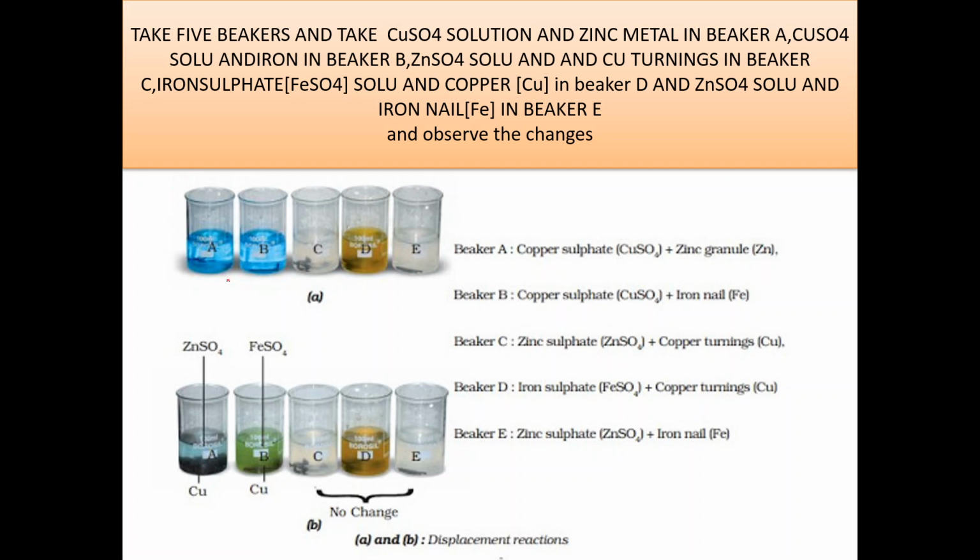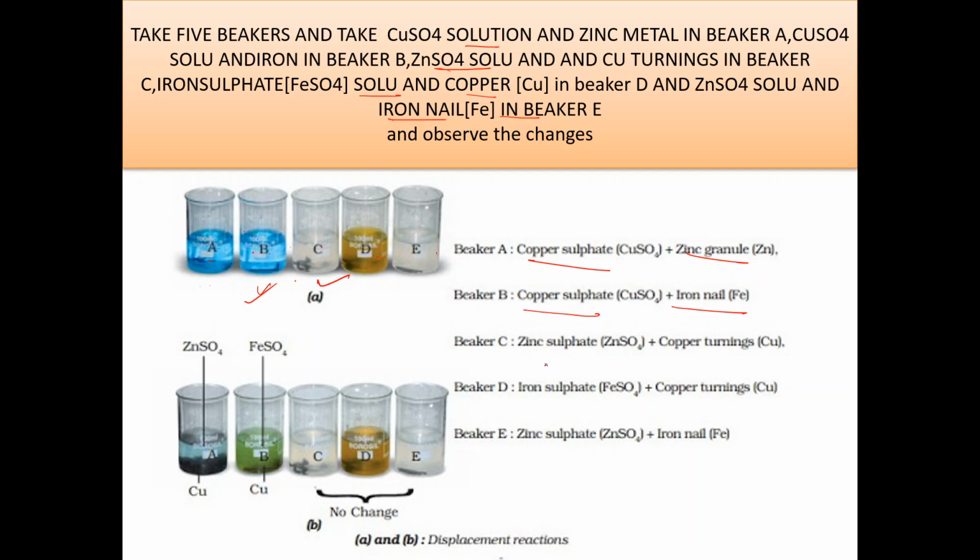Now this activity is given in your book. Take 5 beakers A, B, C, D, E. In A, copper sulfate solution, and what is taken? Zinc granule metal. In B, copper sulfate solution and iron nail. In C, zinc sulfate solution and copper. In D, ferrous sulfate and copper. Here what is taken? Copper sulfate and zinc granule metal. In B, copper sulfate and iron nail.